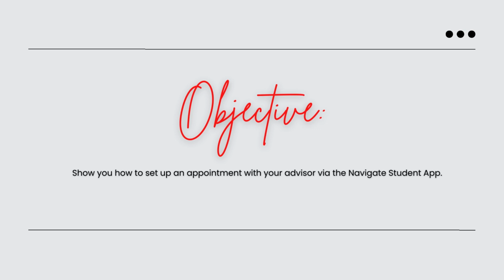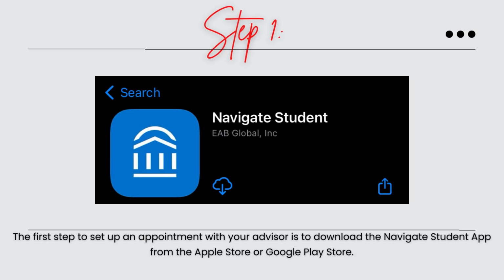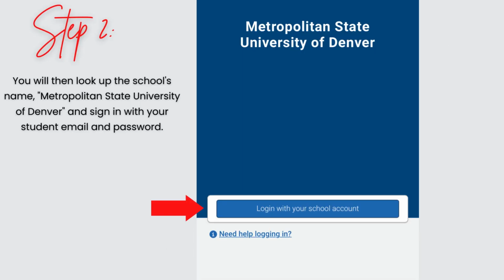So the objective of this video is to show you how to set up an appointment with your advisor via the Navigate Student app. The first step to set up an appointment with your advisor is to download the Navigate Student app from the Apple Store or Google Play Store, and it is a blue icon with a little white building icon in the middle.